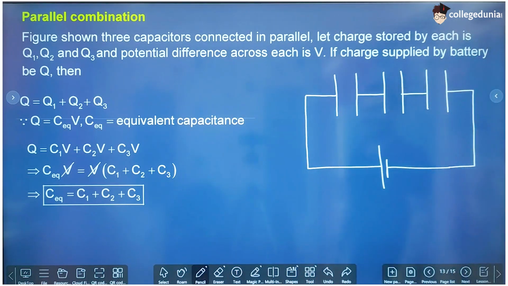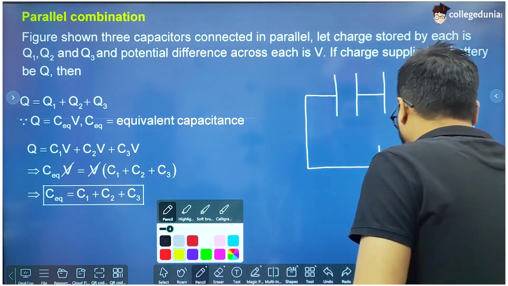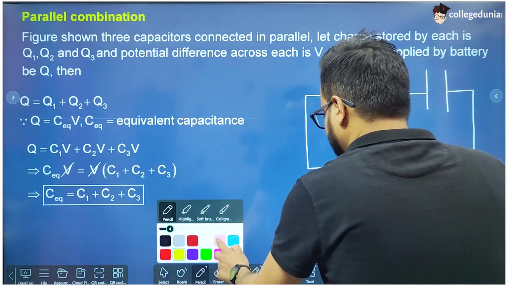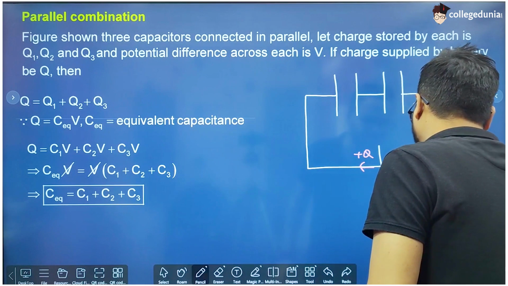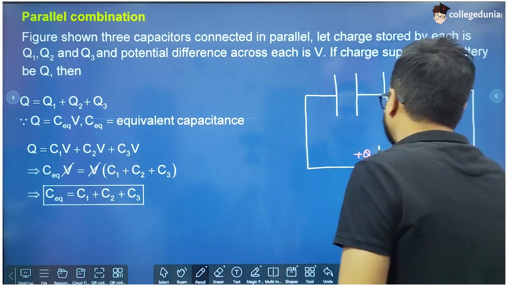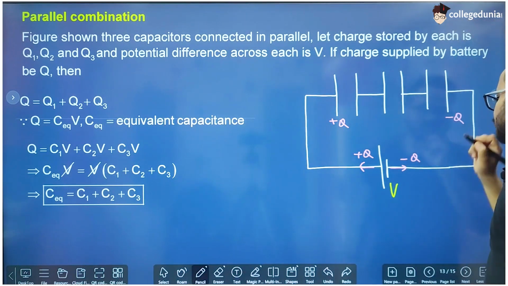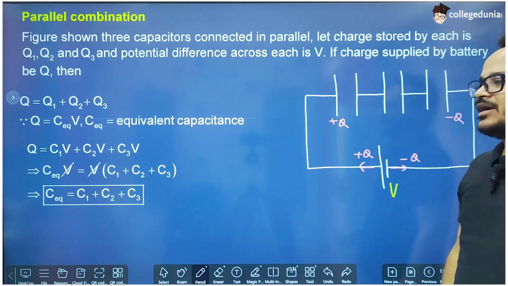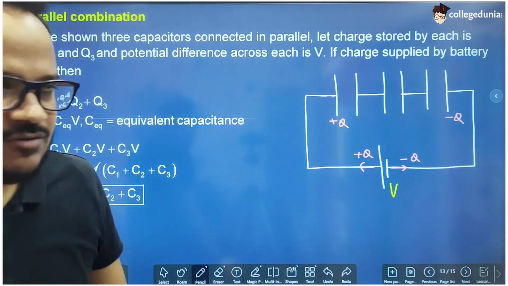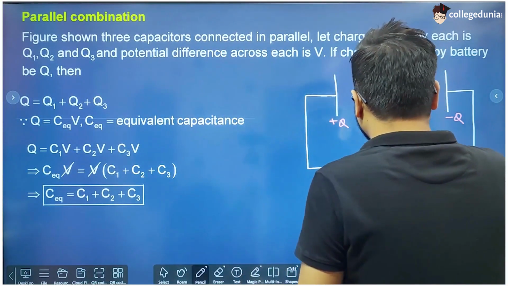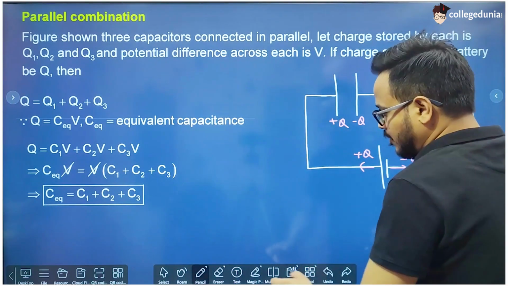Now here we have 3 parallel plate capacitors connected to this battery of V volt. Now let us say the charge given by this battery is plus Q and the charge given by this terminal of the battery is minus Q. So the plus Q charge is stored here and the minus Q charge is stored here. And we know that the positive charge on one plate of the capacitor is equal in magnitude to the negative charge on the other plate of the capacitor. So if this plate stores charge plus Q, this plate stores charge minus Q.